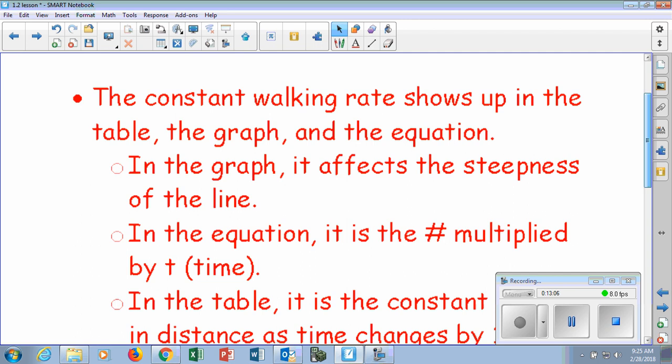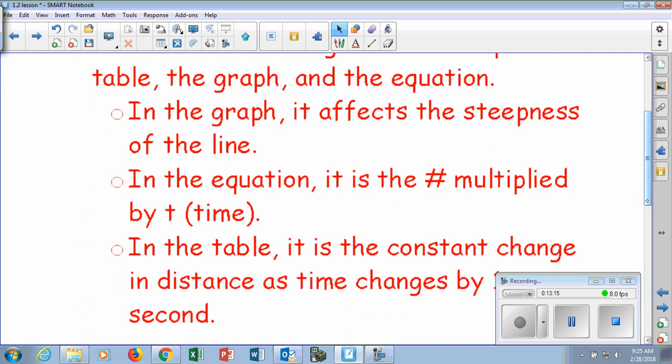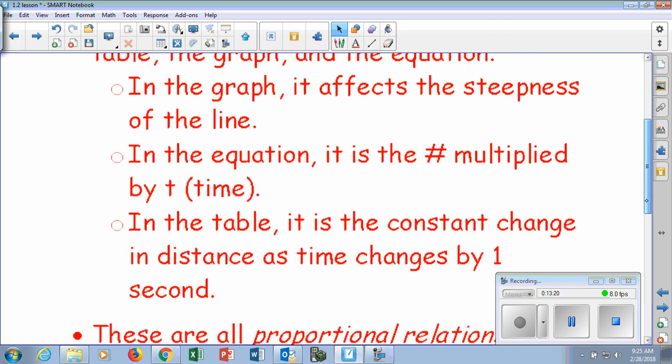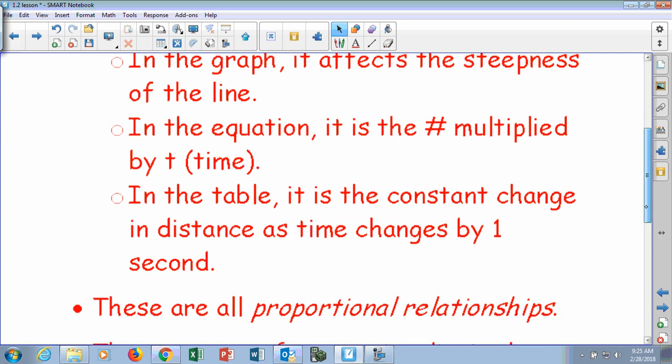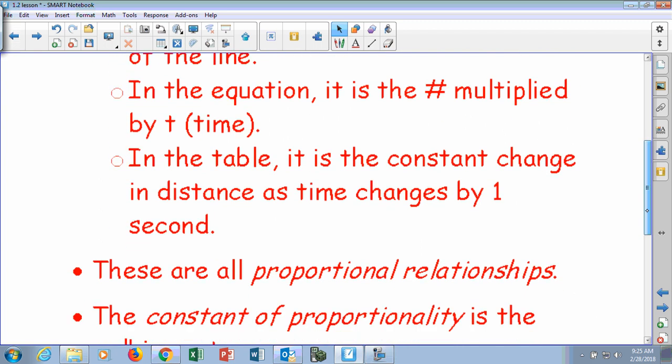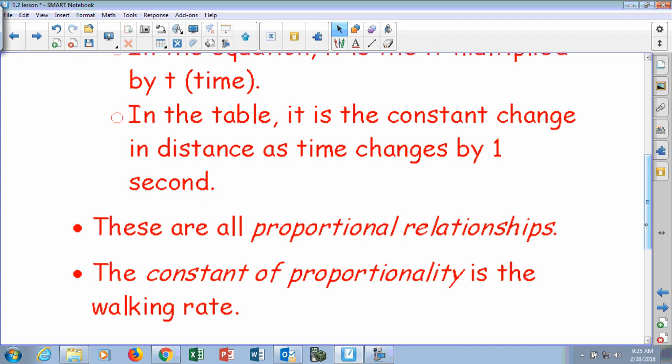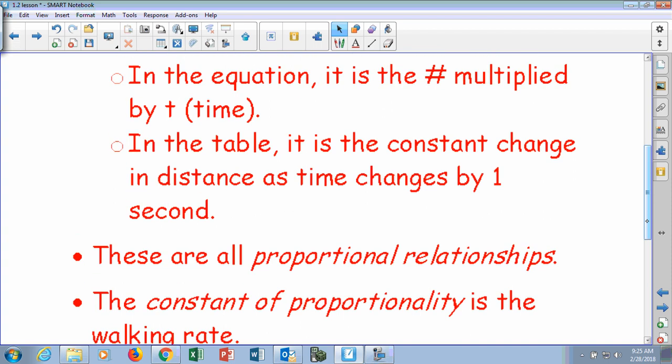In the graph, it affects the steepness of the line. In the equation, it is the number multiplied by t, which is our time in this case. In the table, it is the constant change in distance as time changes by 1 second. And lastly, these are all proportional relationships. Oh, there's one more. The constant of proportionality is the walking rate. That's the last one. So you guys should all have this written down on your back page. I printed it out for you so you didn't have to write it down.